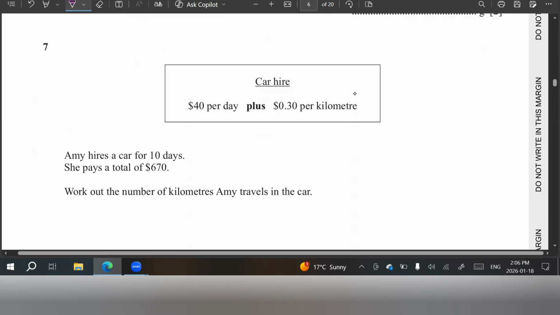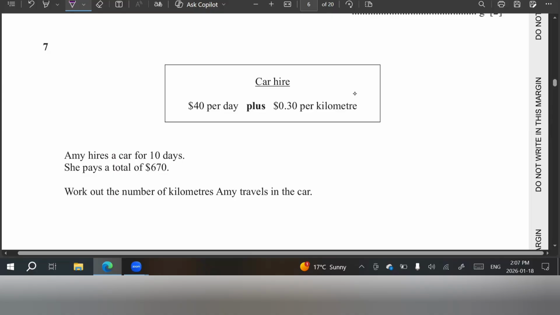Okay, so we have on the screen question number 7, car hire. They are hiring a car. So what they are charging them, $40 per day. For every day, they will charge you $40 plus $0.30 per kilometer. So Amy hires a car for 10 days. She pays a total of $670. Work out the number of kilometers Amy travelled in the car.